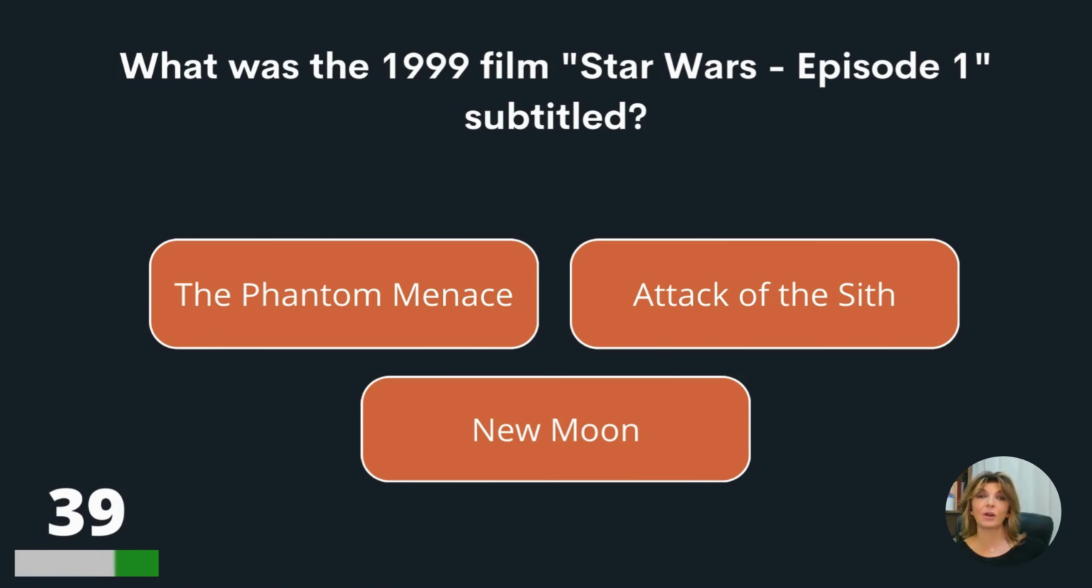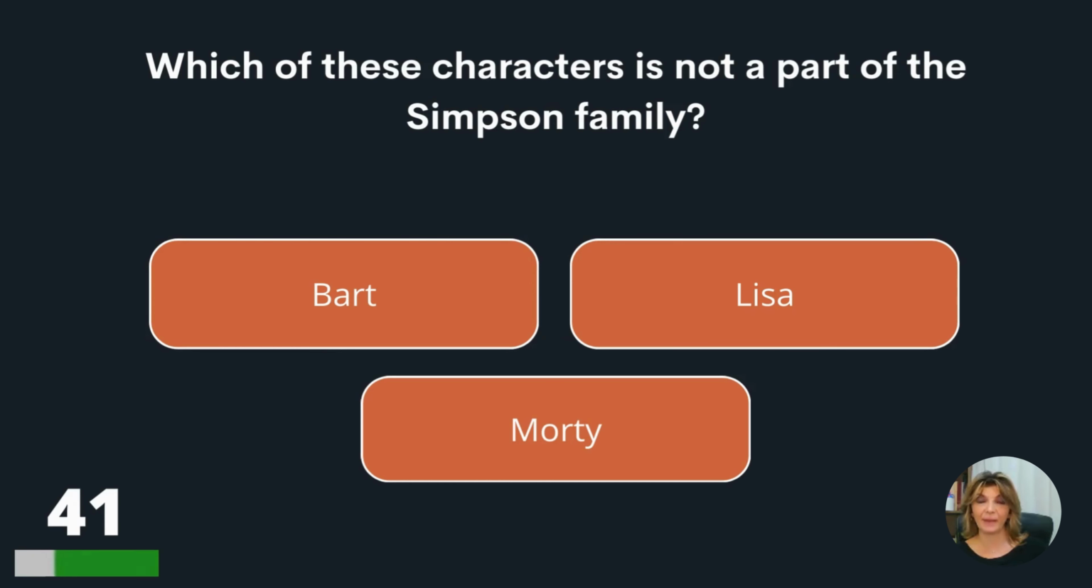Which of these characters is not a part of the Simpson family? Bart, Lisa, or Morty? And the answer is Morty.